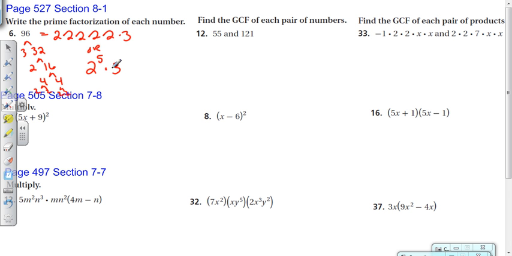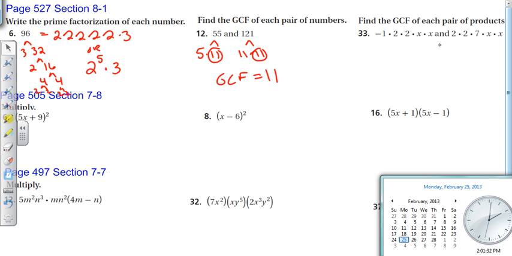Number 12, you have to find the GCF of each pair of numbers. Well, do factor trees for each one. 55 is 5 times 11, which are both prime. 121 is 11 times 11, which are both prime. What they have in common is an 11. So the GCF is 11.